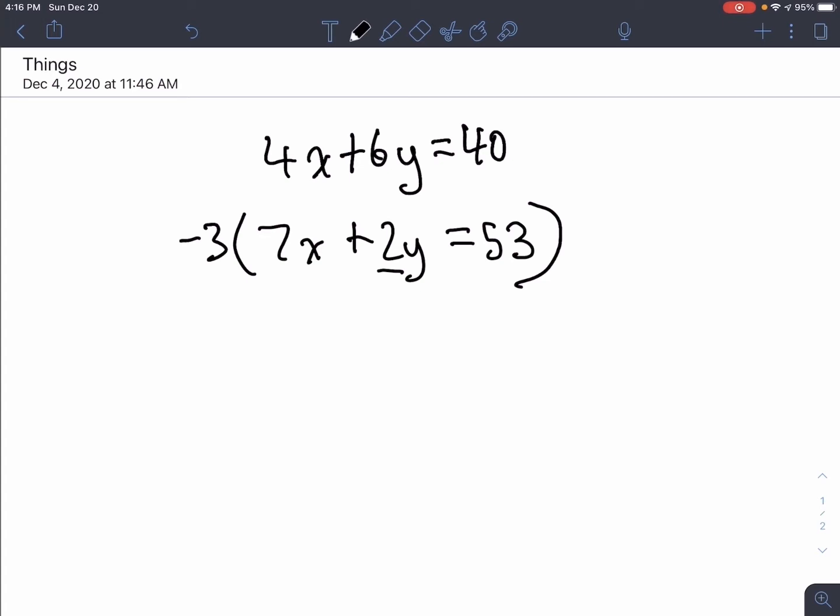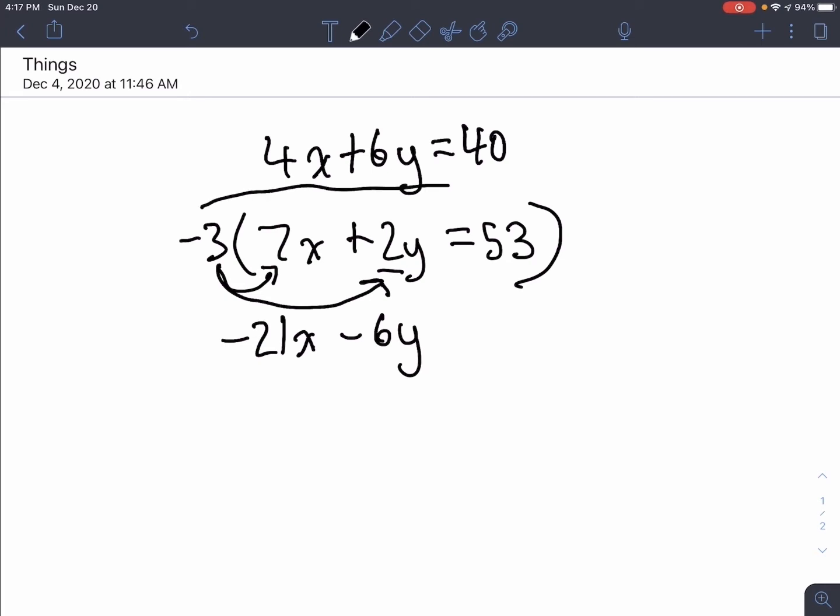Now we multiply it using the distributive property. So we do negative 3 times 7, which is negative 21x. Remember, we have to multiply the x as well because it's the coefficient of a variable. Then we do negative 3 times 2 to get negative 6y, because 2 is the coefficient of y. And then we do negative 3 times 53 to get negative 159.